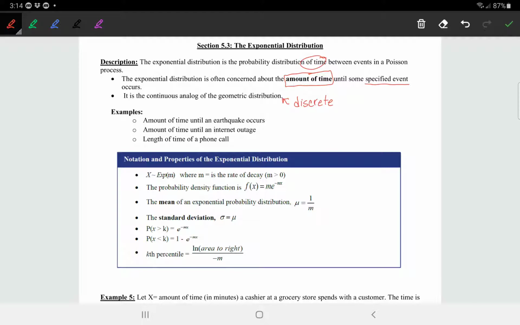So examples that we could use the exponential distribution for: what about the amount of time until an earthquake occurs? Or what is the amount of time until an internet outage? Or how long will a phone call last?